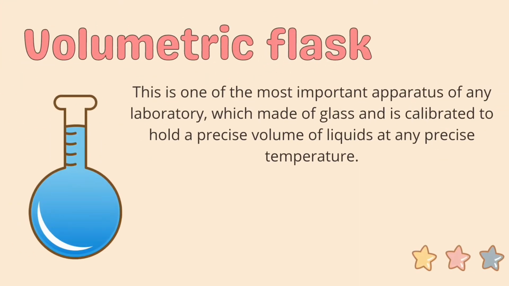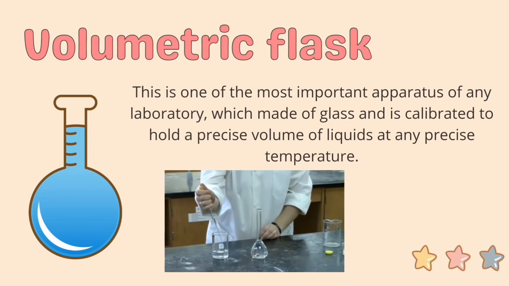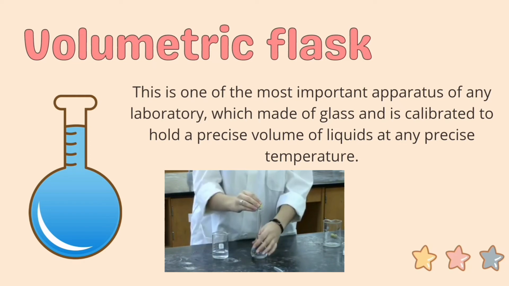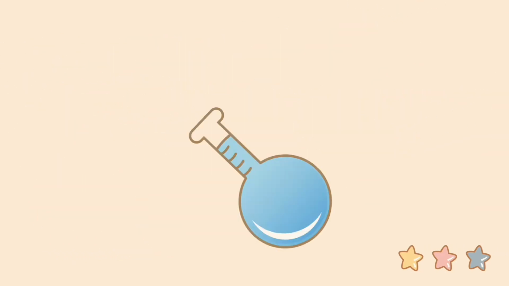The volumetric flask. This is one of the most important equipments of any laboratory, which is made up of glass and is calibrated to hold a precise volume of liquids at any precise temperature. In chemistry lab, it is mostly used in the preparation of standard solutions.